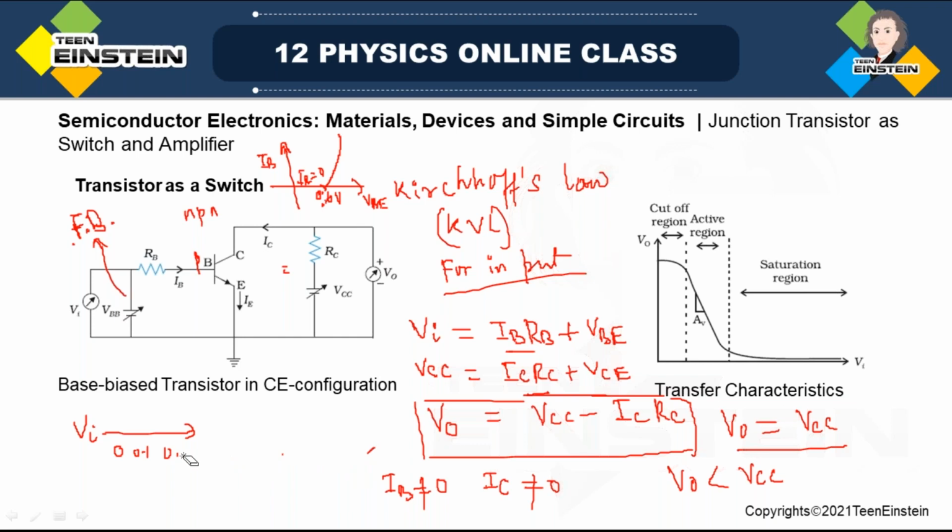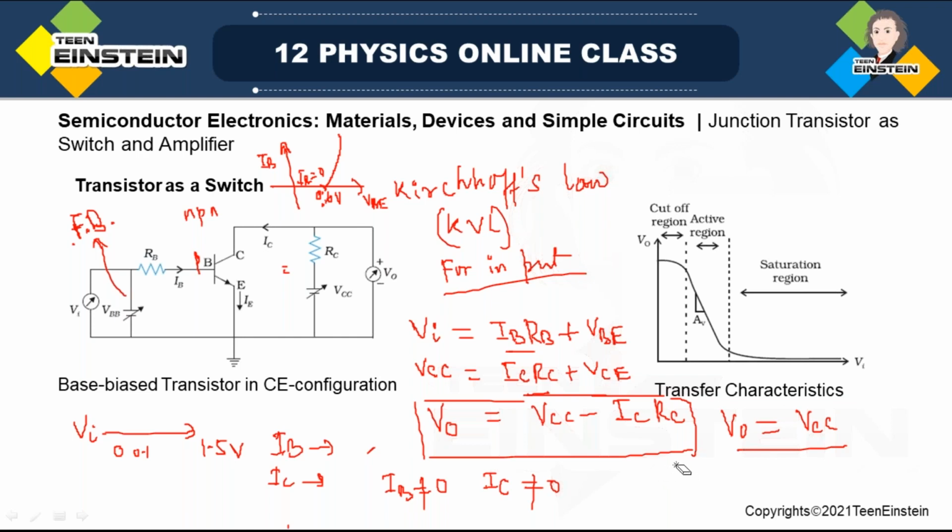If you increase the input voltage further, then IB will be again more. Suppose the input voltage is some 1.5 volt, so it is much greater than 0.6. Your IB will also be increasing gradually. Therefore, your IC also will be increasing. So as IB increases, IC also increases. Then gradually you will see that the output voltage, suppose it was earlier V01, will be further lower than the previous value, because ICRC is getting subtracted from VCC.